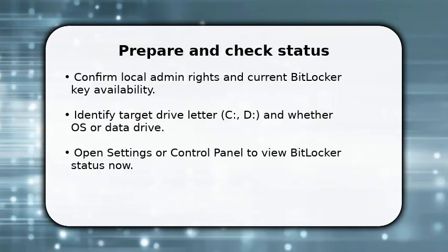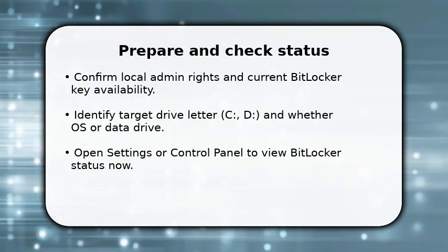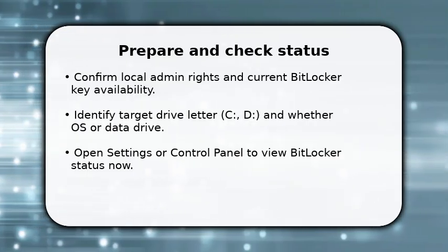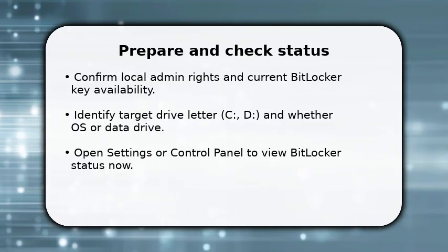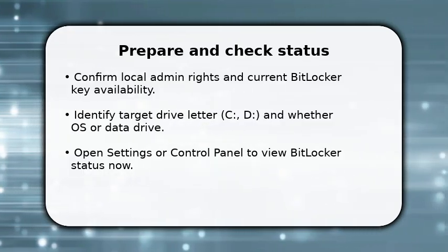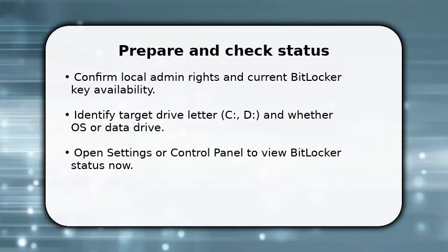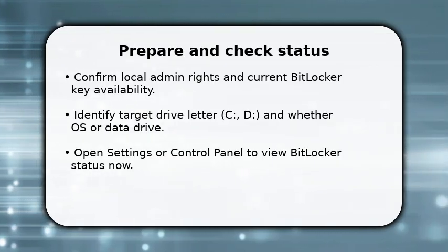You need admin rights and your recovery key handy. Once you confirm those, check which drive is encrypted. Open Settings, Update and Security, Device Encryption, or Control Panel, BitLocker Drive Encryption to view status. Make sure Windows is up to date and the machine is plugged into power.